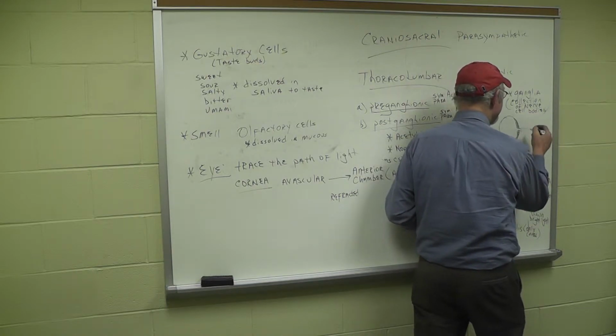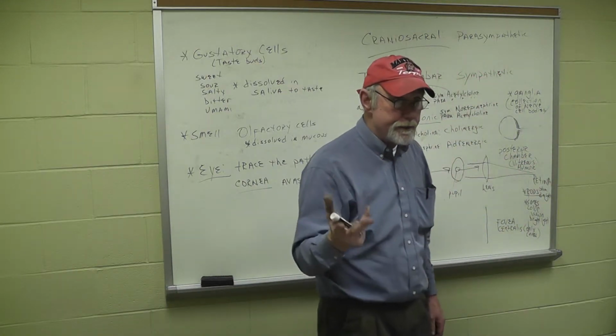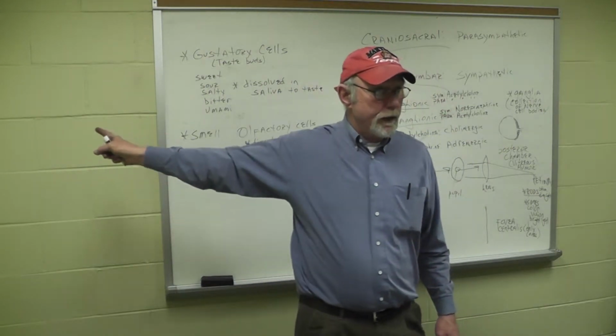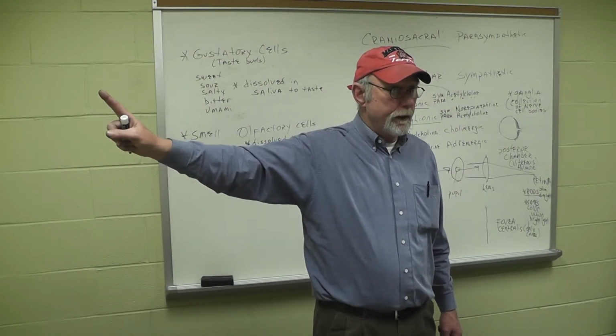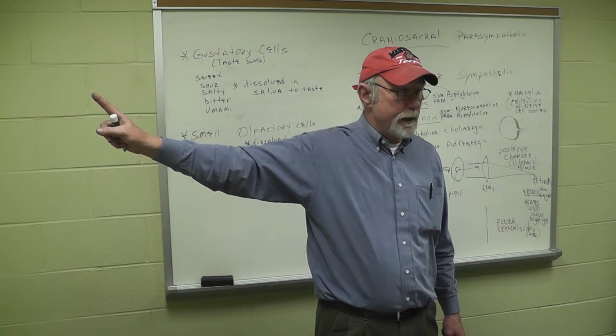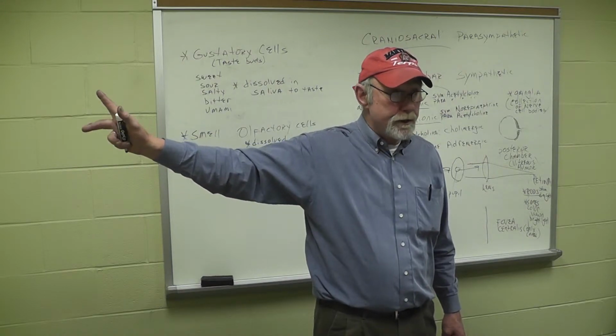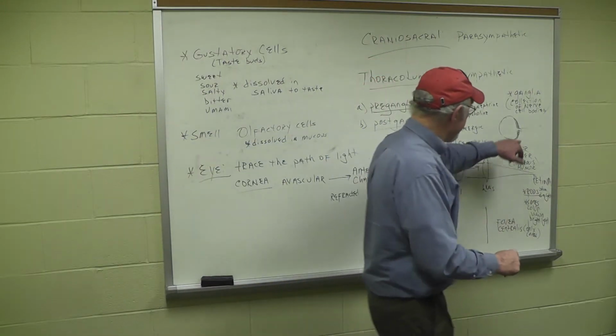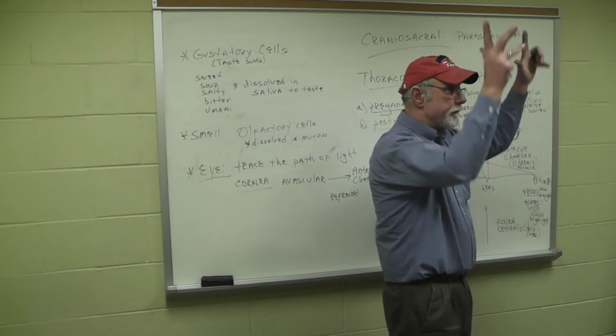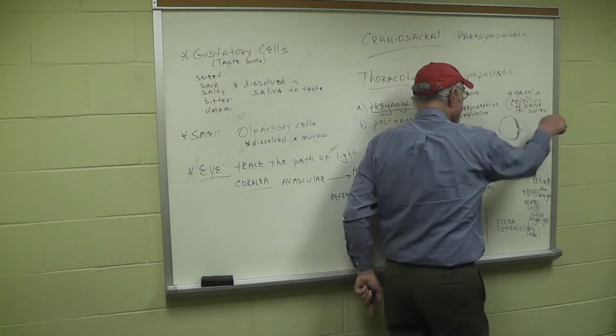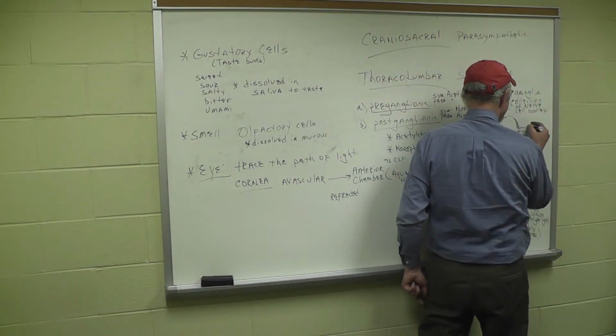And you may have heard this referred to as everybody has a blind spot. You can kind of, if you do your hand like that, you can find where your blind spot is. You can't see because there's no retina there, because all of these axons come together and then they exit the globe. So that's your optic nerve.